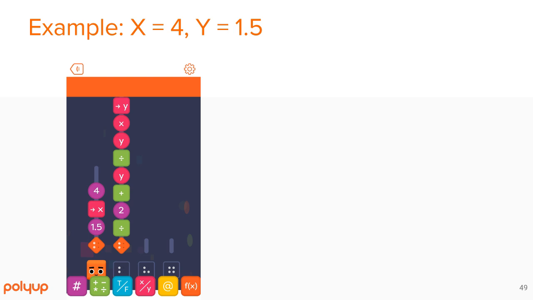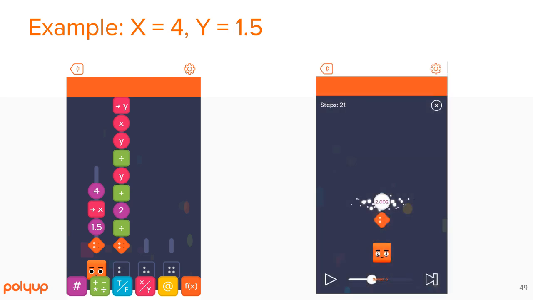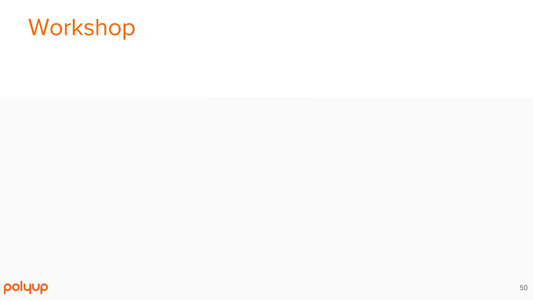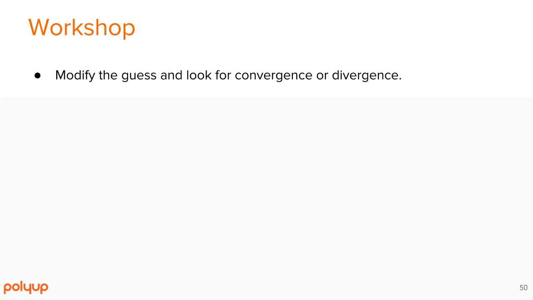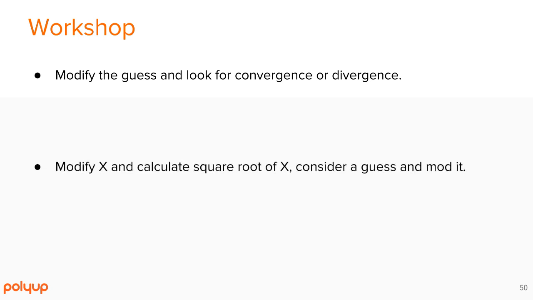Here's a program that uses an infinite loop to find the square root of 4 from an initial guess of 1.5. You'll find that it very quickly converges on the right answer. Some more workshop ideas might be change the guess and see if you can find any that give you a divergent result, or maybe even a different convergence point. Or change the value of x to find the square root of a different number.